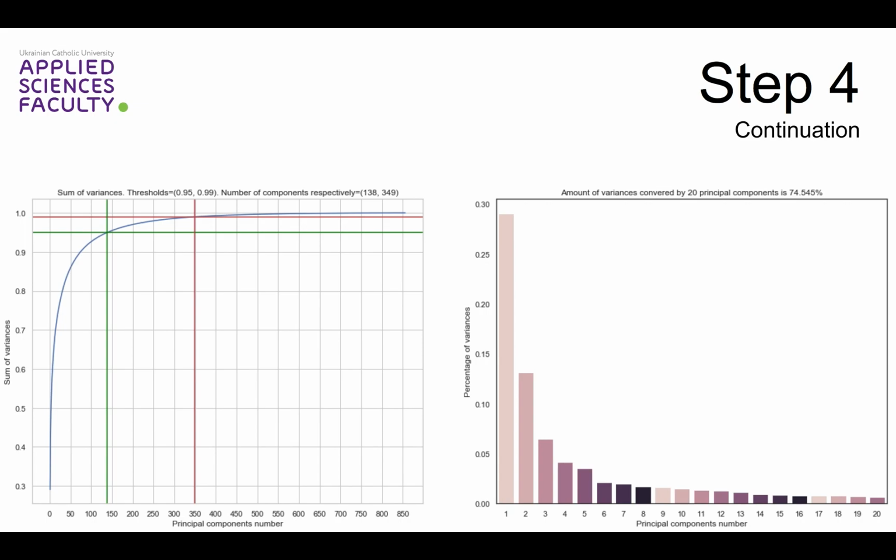of variance, and on the left plot we could see that with 138 principal components, the 95th percent of total variance could be represented. By using 349 components, almost 99% of dataset variance could be represented. On the plot on the right, we could see what part of total variance is contained in each principal component.